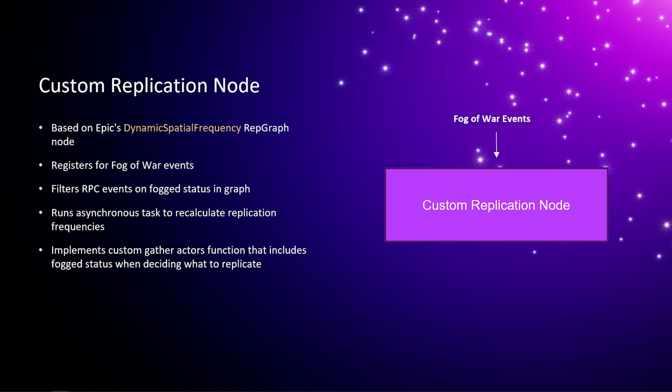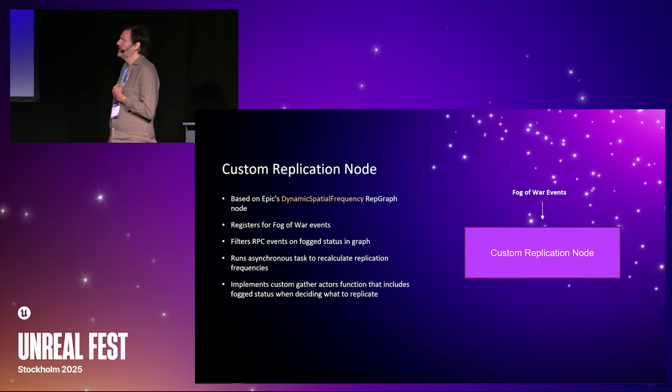The custom replication node that we implemented is based on Epic's dynamic spatial frequency repgraph node, which dynamically modifies replication frequency of actors depending on how far away they are from the player. We implemented that node and moved the dynamic spatial frequency calculations to a background task, which saves a fair bit of time on the game thread. It also looks for fog of war events and uses them in deciding whether or not to replicate an actor.